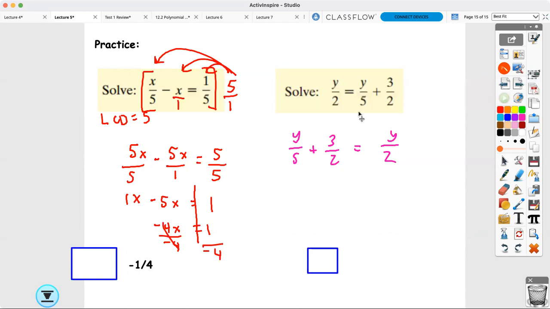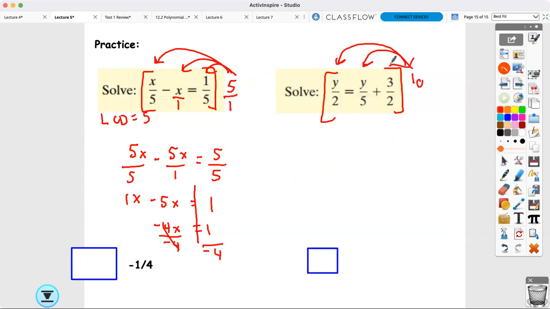All right. What did I get for the LCD for the second one? Correct, it's 10. Now, before we multiply, make the 10 into a fraction over 1, right? Now multiply the first fraction. Someone help me out. What's 10 over 1 times y over 2? What over what?